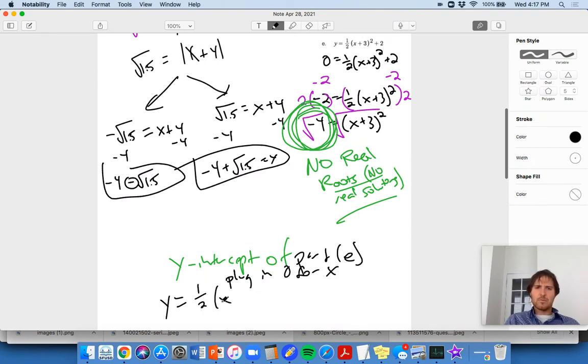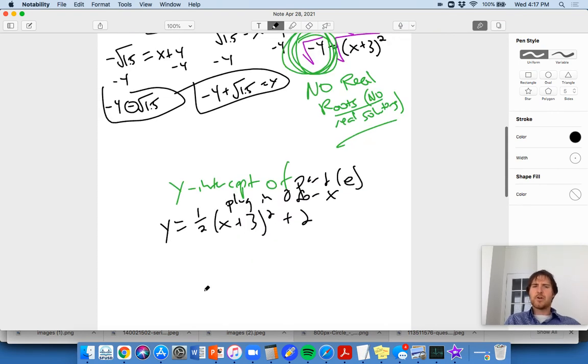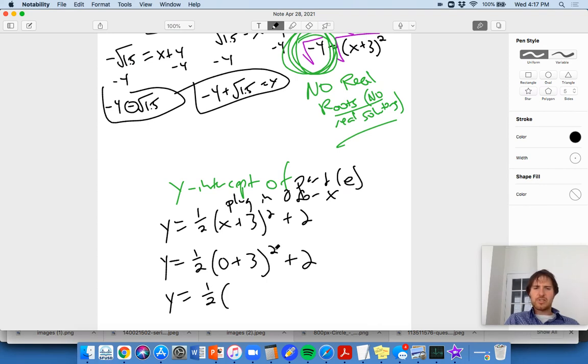So I'm going to figure out the y-intercept by taking the whole function down here. Now I'm going to plug into this function: I want my input of x to be 0, to figure out where along the y-axis it has to be when x is 0. So y is going to equal 1/2 times (0 plus 3) squared plus 2. 0 plus 3 is 3, square it, you get 9.